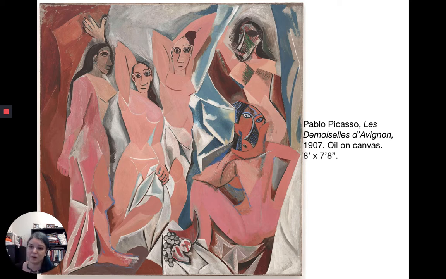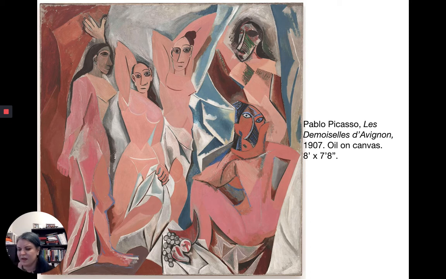So in this period, he starts getting very interested in African art. There's an exhibition in Paris of African masks, and he goes and he's completely fascinated by this. He also, during this time, is interested in Iberian sculpture. So he's looking at work from different areas and is taking in all this visual information.